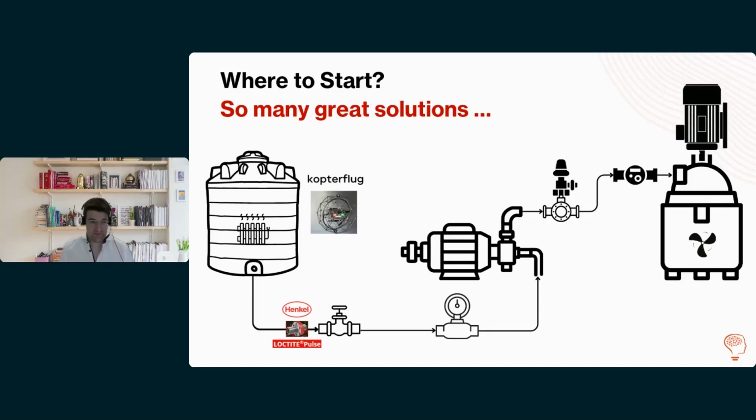If I go down the pipe, I can use a different great solution. I have a lot of flanges. Flanges need to be tight. Leaking flanges are a big problem depending on what's inside the pipe. Henkel has developed Loctite Pulse, a solution that helps me to monitor digitally if my pipe or my flange is leaking.